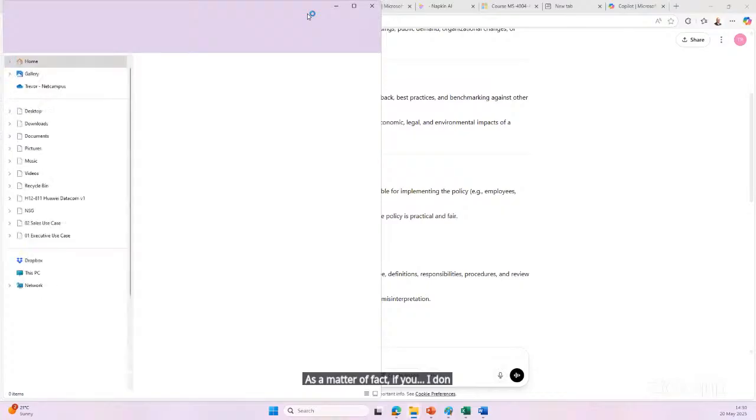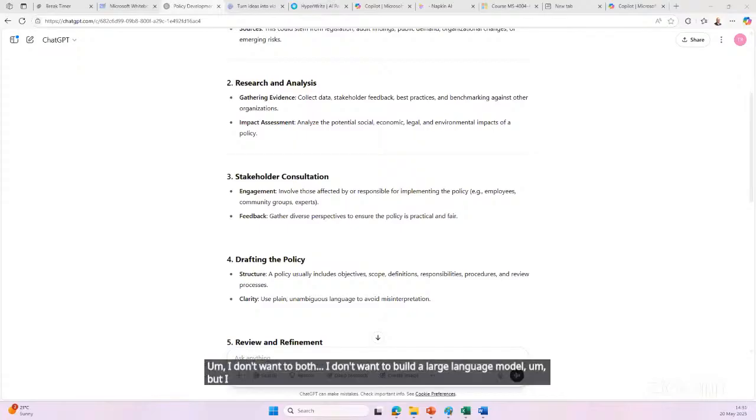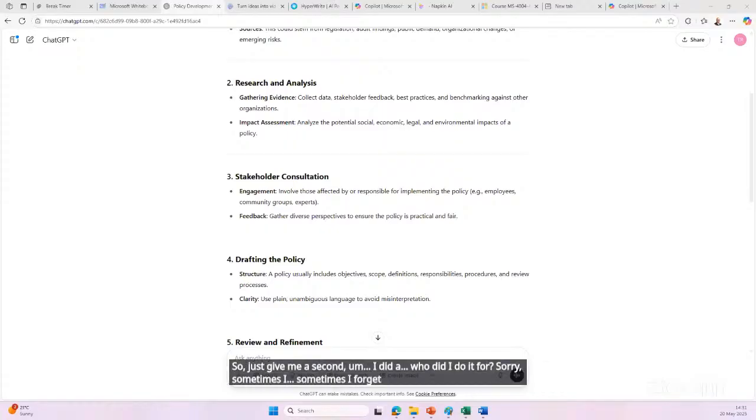I don't really want to do this, but perhaps it's interesting enough to try and do it. I don't want to build a large language model, but I have built one before, and I'm just quickly looking to see if I have it. So just give me a second. Who did I do it for? Sorry, sometimes I forget. Oh yeah, I found it.